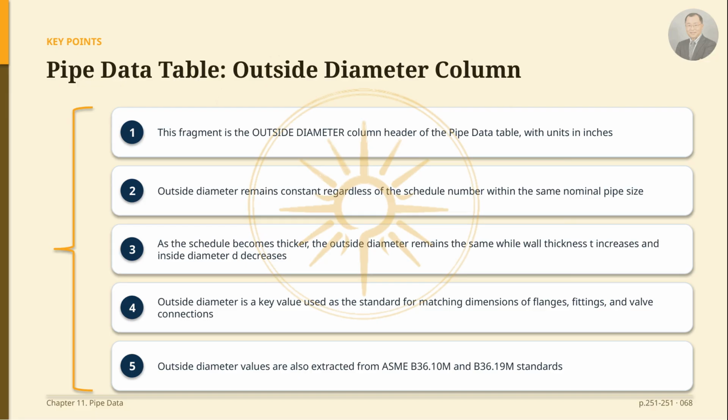This column represents the outside diameter of the pipe in inches. The most important characteristic of the outside diameter is that it remains constant for the same nominal pipe size, even if the schedule number changes. In other words, as the schedule gets thicker, the outside diameter stays the same while the wall thickness T increases, which in turn reduces the inside diameter D. Because the outside diameter is fixed, the dimensions of flanges, fittings, and valve connections can be matched, and the outside diameter serves as a key reference value when designing piping systems. These outside diameter values are also extracted from the ASME B1.36.10M and B1.36.19M standards.